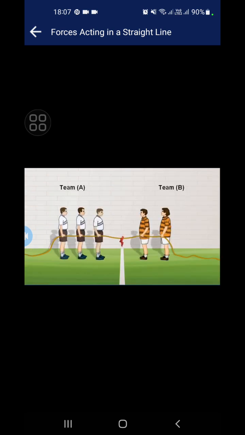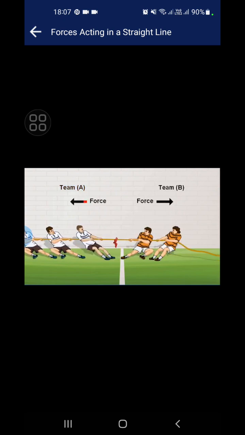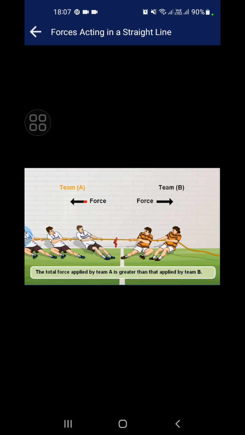Suppose one more player is added to one of the teams, let's say Team A. The extra pull exerted on the rope by that additional player would move the rope towards the direction of Team A. Why is this so? This is because the total force applied by Team A is greater than that applied by Team B.